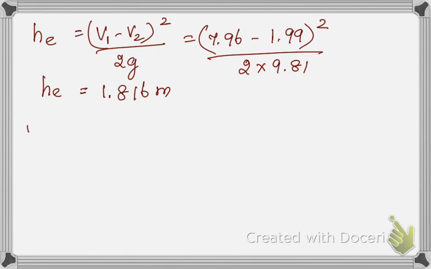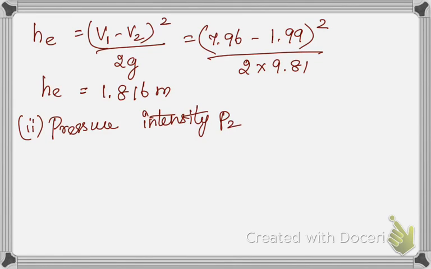Second answer is we have to determine our pressure intensity P2. It's very simple. We are going to use our Bernoulli's equation before and after sudden enlargement. Bernoulli's equation is that pressure head plus kinetic head plus datum head in the smaller pipe will be equal to pressure head plus kinetic head plus datum head plus head loss due to enlargement. That is the one I am going to write out.